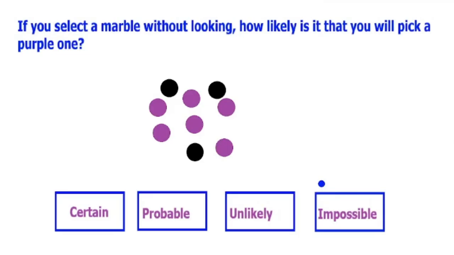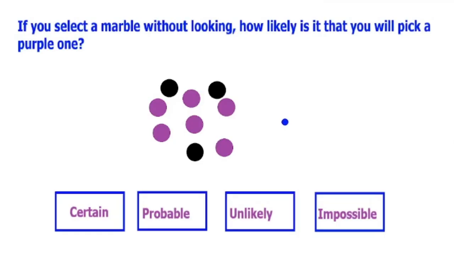So the first thing we need to do is count how many marbles we have. So let's count them. There's 1, 2, 3, 4, 5, 6, 7, 8, 9. We have 9 marbles. Now let's count the purple ones. There's 1, 2, 3, 4, 5, 6. 6 purple ones. And then we have 1, 2, 3 black ones.